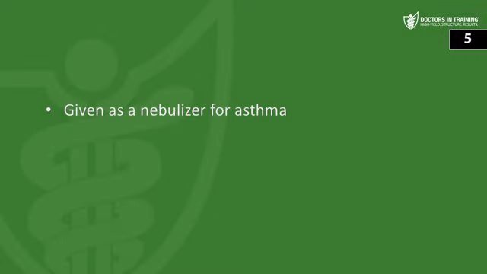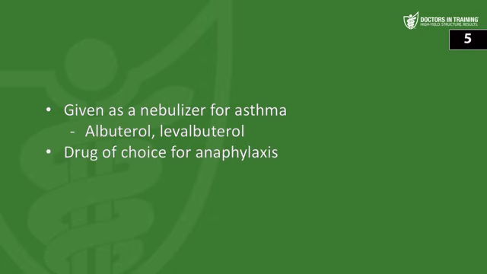Which sympathomimetic matches the following statement? So first we have given as a nebulizer for asthma. So this is probably going to be albuterol or maybe levalbuterol. You could potentially put epinephrine here, but that's not first line. The first line med for acute asthma is going to be something like albuterol or levalbuterol. Next, we have drug of choice for anaphylaxis. That's going to be that EpiPen, so epinephrine is going to be the best for that.